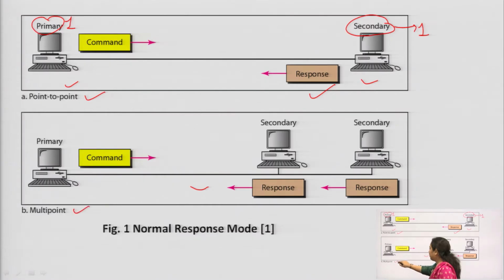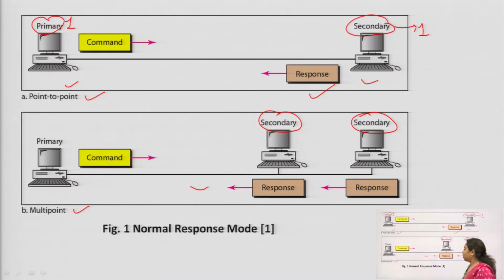Now, next is the multi-point. You can see in case of this multi-point, there are two secondary devices connected, and this is not restricted to only two devices. There can be more than two devices. Let us say more than one secondary device you have to connect to this primary device.